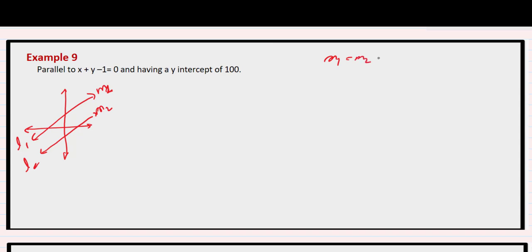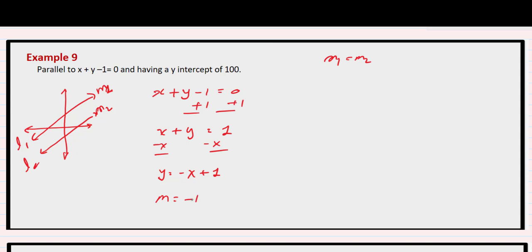Now, the first one has an equation of x plus y minus 1 is equal to 0. Let's rewrite this in terms of y equals mx plus b. So plus 1 plus 1. So this gives us x plus y is equal to 1. So let's subtract x from both sides. Y is equal to negative x plus 1. This is the equation of the first one, and the slope is going to be negative 1.